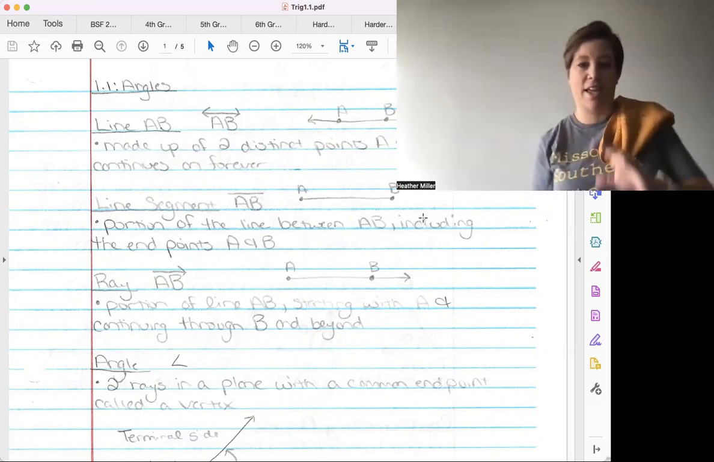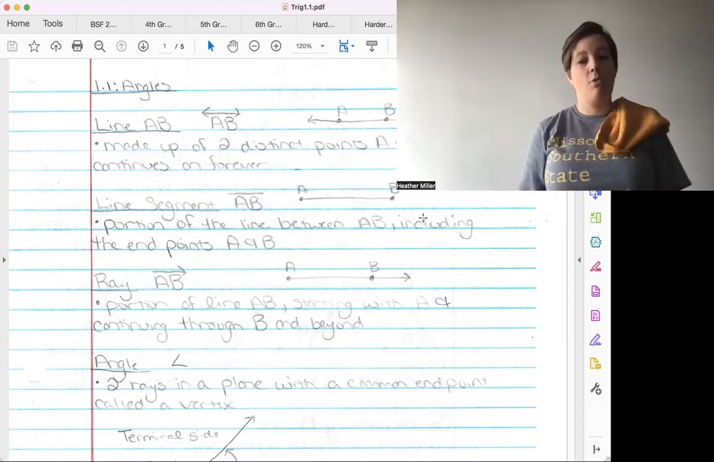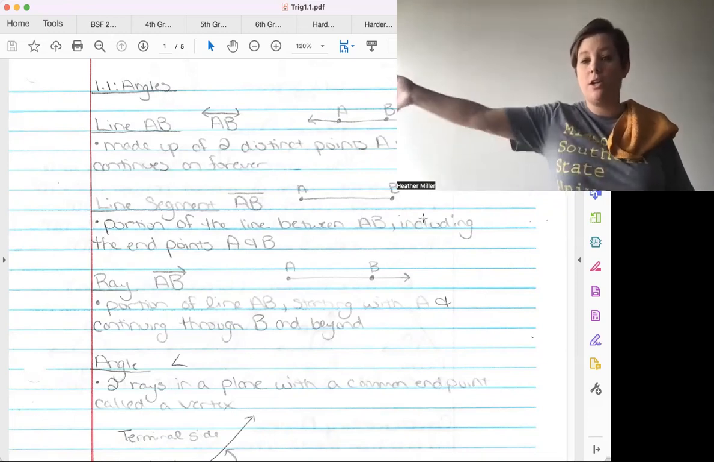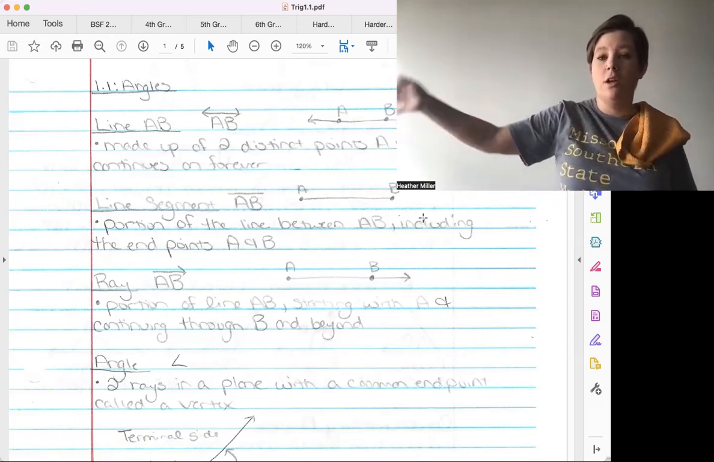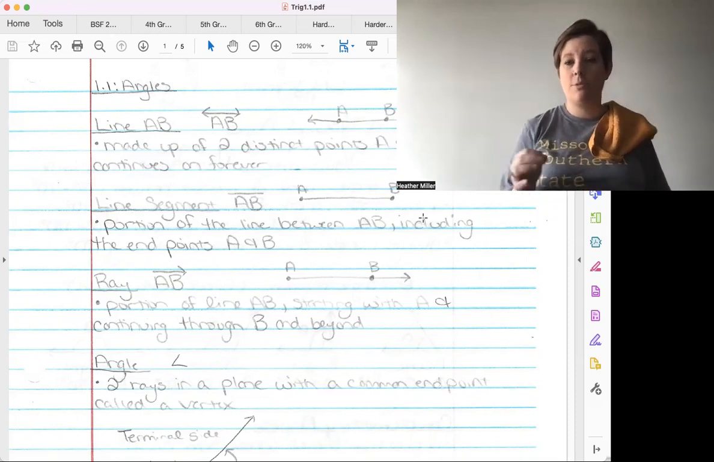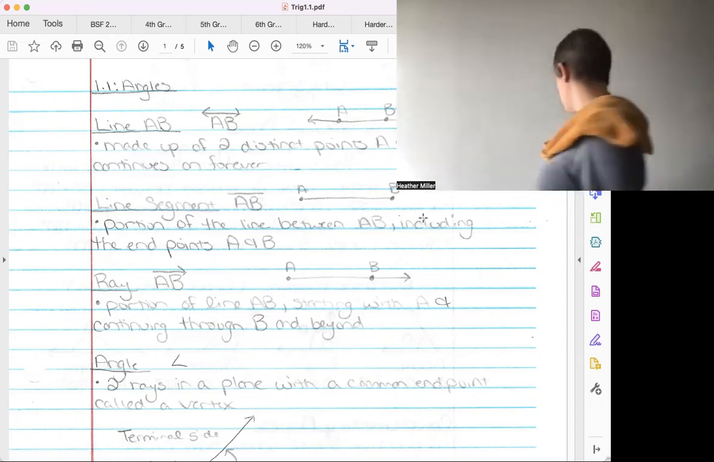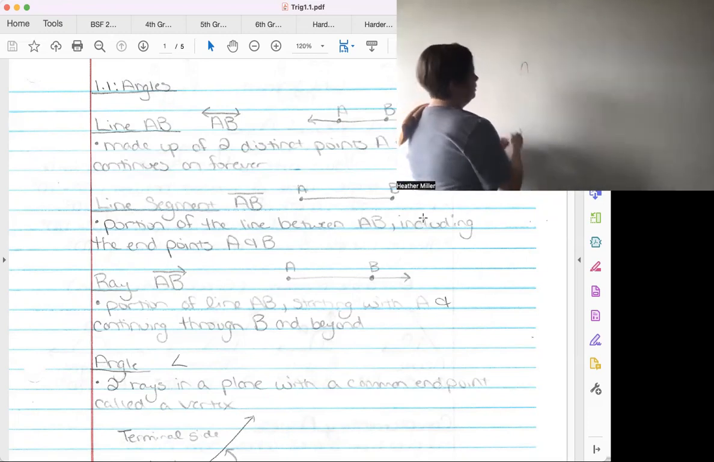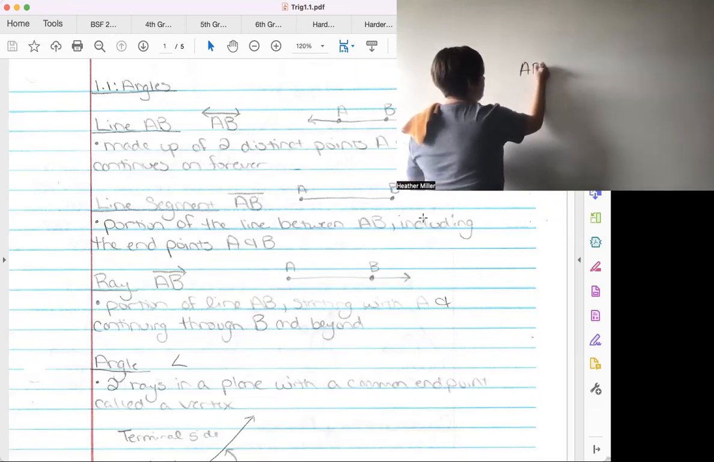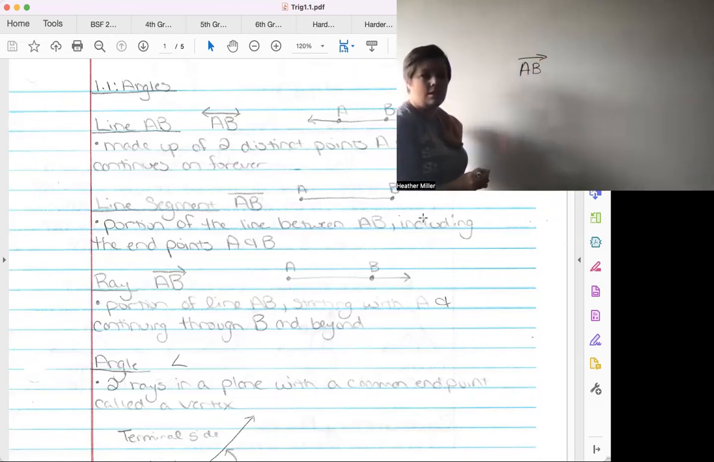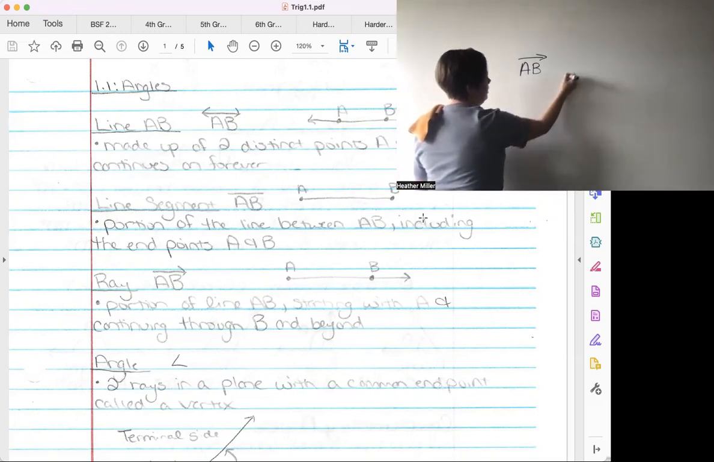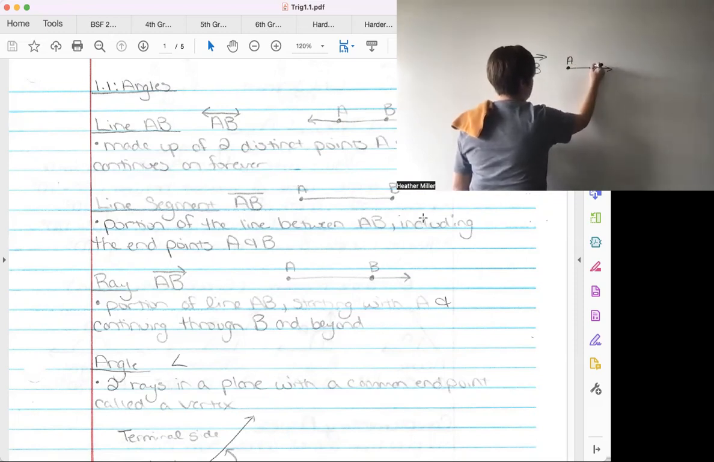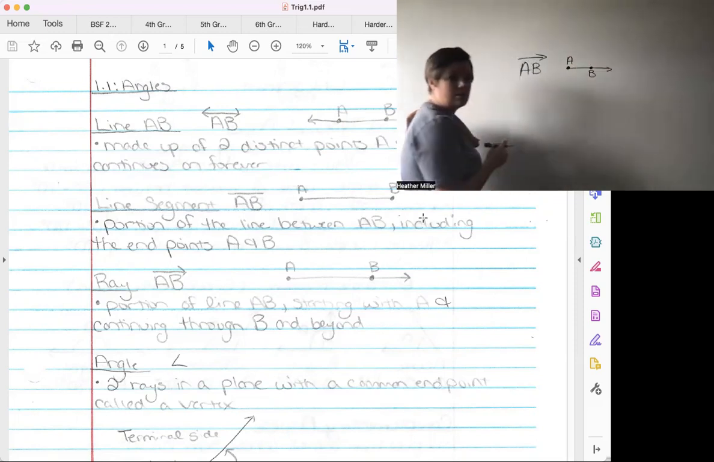A ray is kind of like a half line segment. A ray from A to B means that you have an endpoint at A, and then it's going to go on forever in the B direction. Rays are important in terms of which way you write them. If I write ray AB like this, then I have a ray that starts at A and goes on for infinity, and it also goes through B.